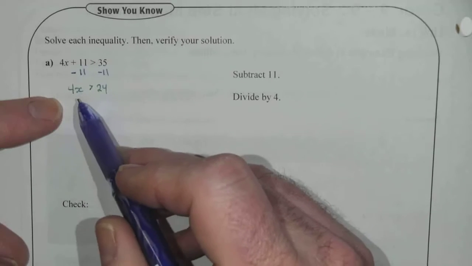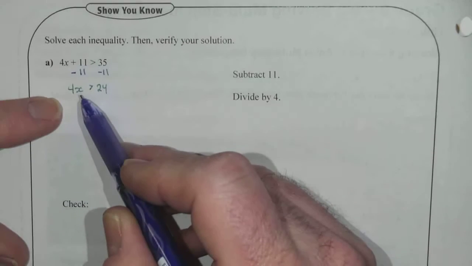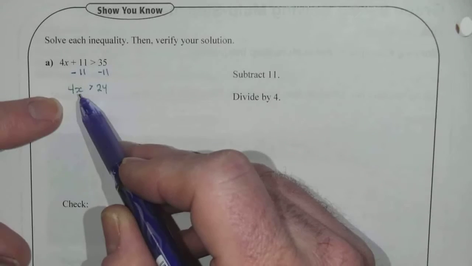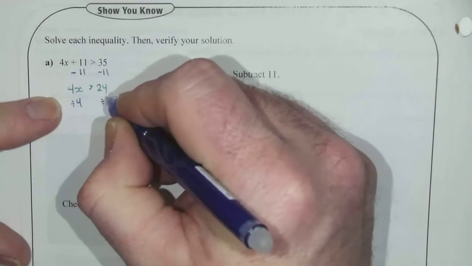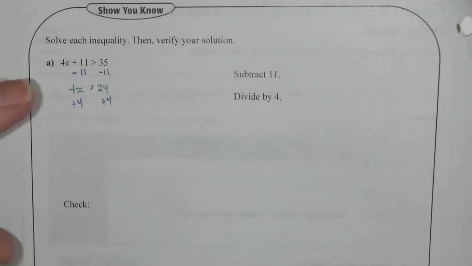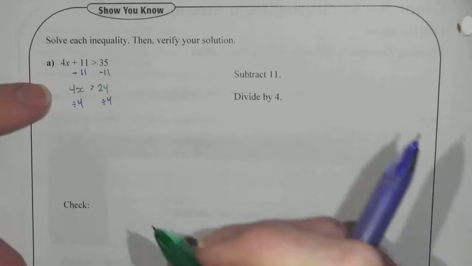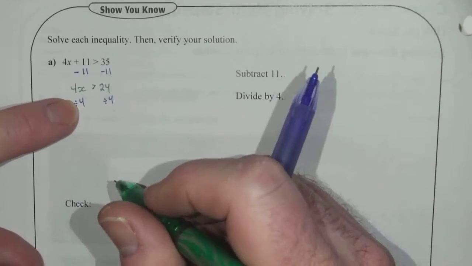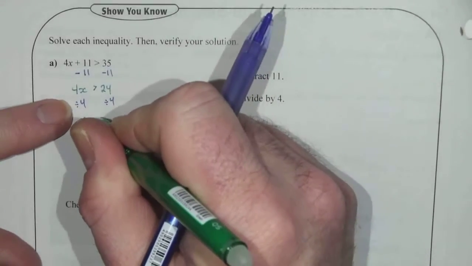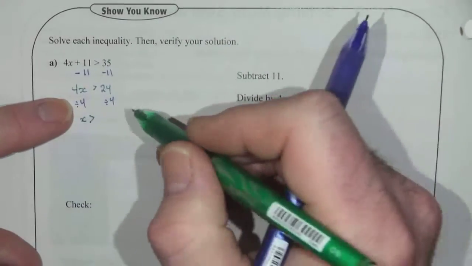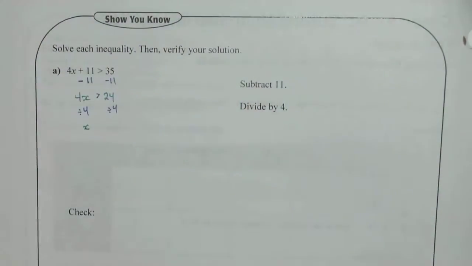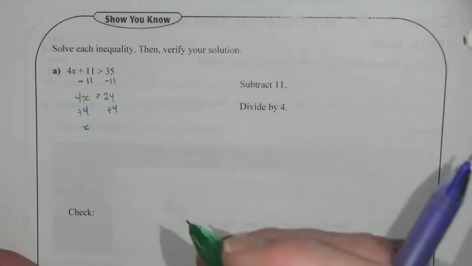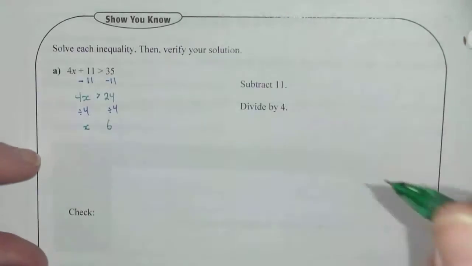To get the x by itself, this is 4 times x. So I'm going to do the opposite of times, and that's divide. So I'm going to divide that side by 4 and divide that side by 4 as well. So once I've done that, these two 4s divide out, leaving you with just x on the left. And 24 divided by 4 is 6 on the right.